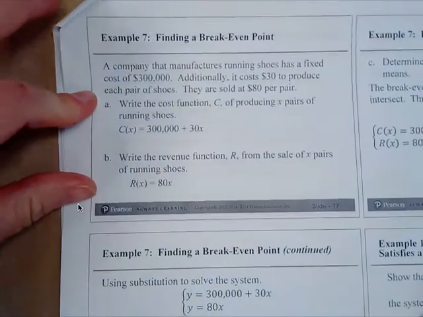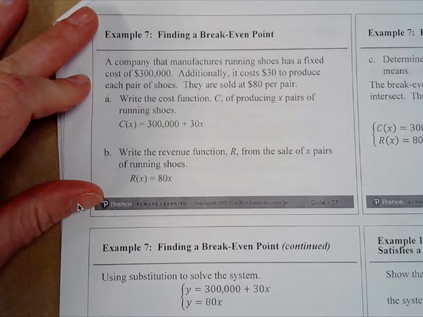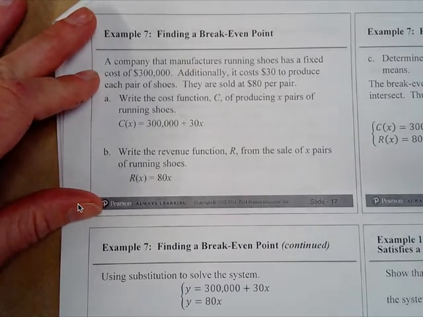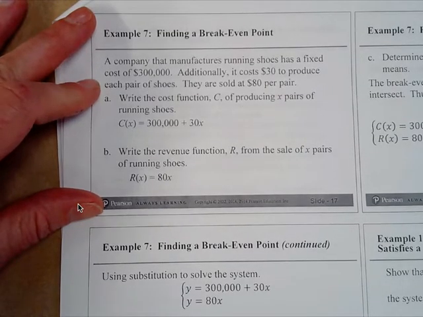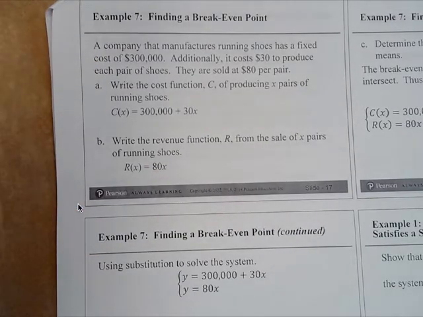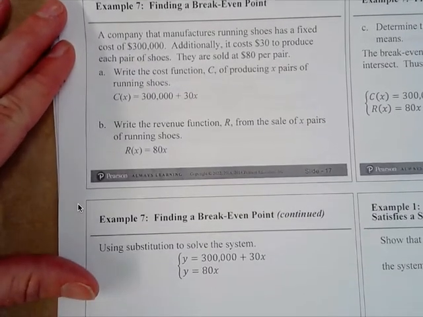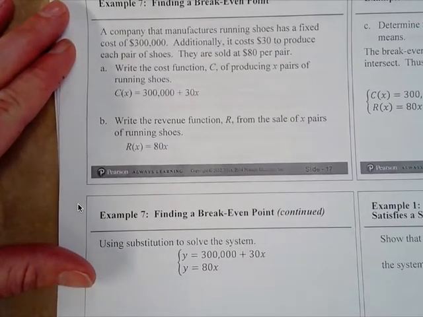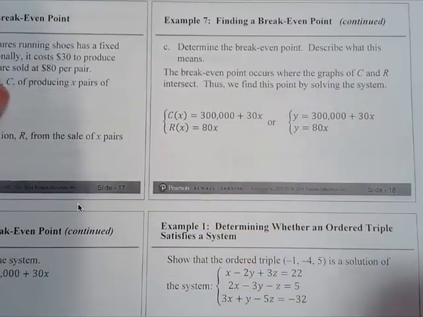So here is an example of cost and revenue functions. A company that manufactures running shoes has a fixed cost of $300,000. Additionally, it costs $30 to produce each pair of shoes. They're sold for $80 a pair. Your cost function is found by doing your fixed amount plus how much you produce the shoes for, which is $30 a shoe. And then your revenue is 80 times however many shoes you sell. So in order to determine the break-even point, we can set up a system of equations.